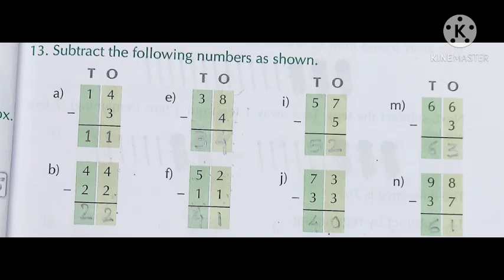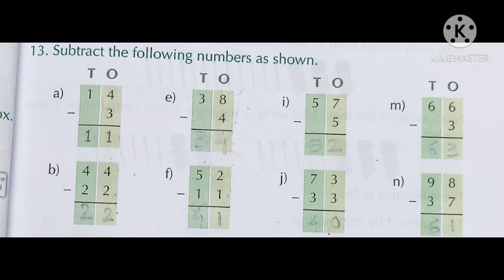Coming to some examples. 44 minus 22. As we have already studied, we first deduct the ones side. In ones we have 4 and 2. If we deduct 2 from 4, the answer will be 2. That is, we go 2 numbers back from 4. Then again 4 minus 2 will be 2. So the answer will be 22.